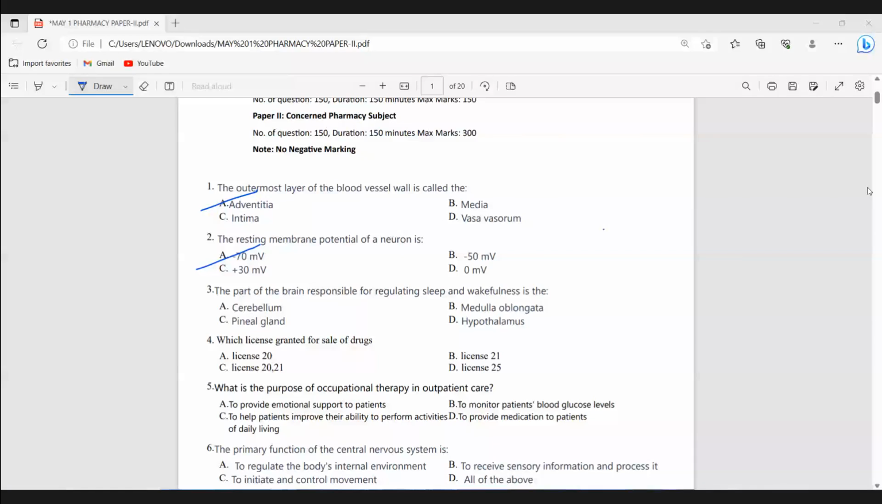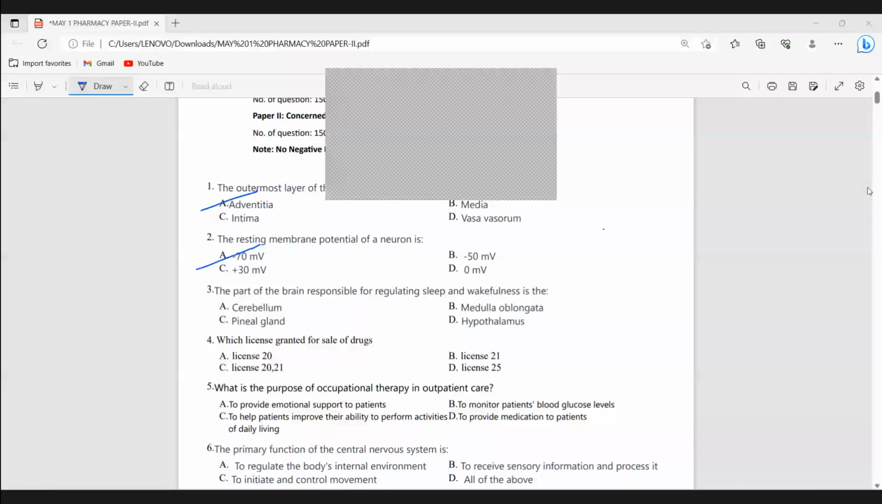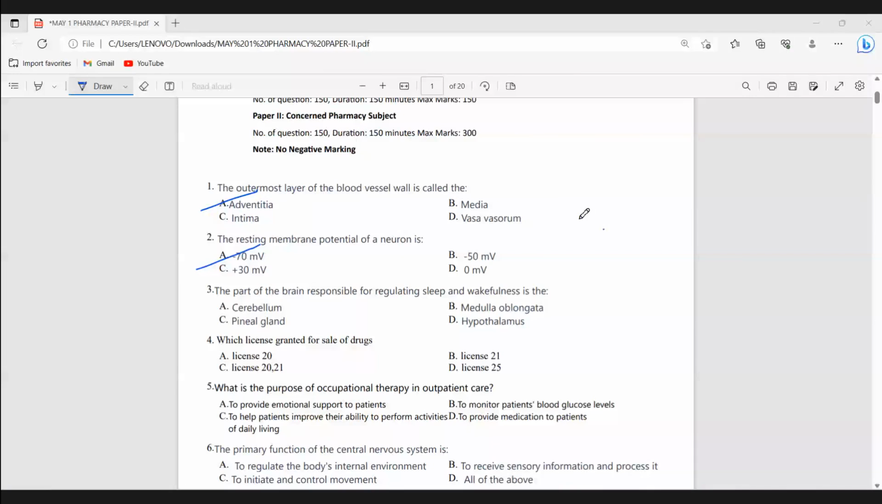Then third option, minus 50. Did you note about minus 50? I'll repeat once again. Minus 50 means it is the threshold potential that needs to be reached in order to produce or generate the action potential. Then plus 30 millivolts. It is the peak membrane potential.